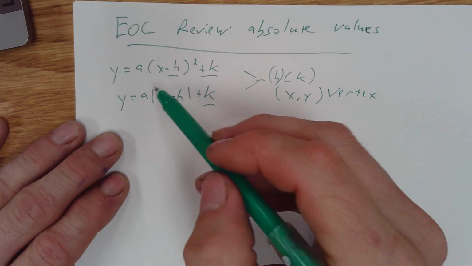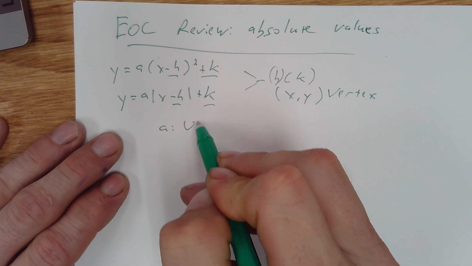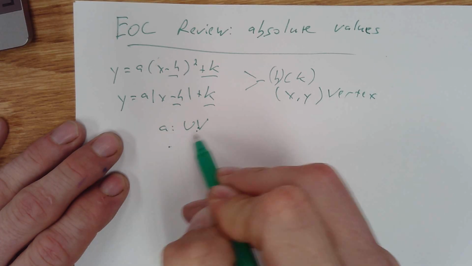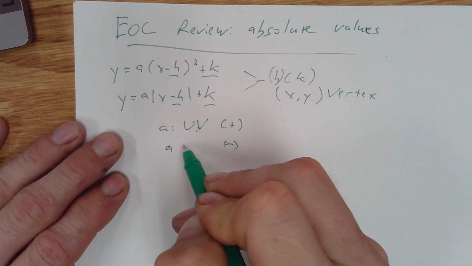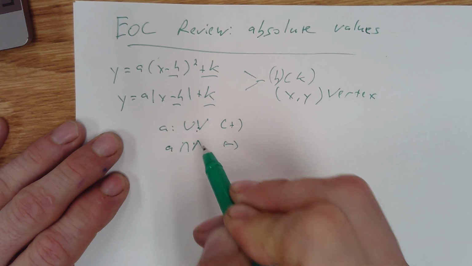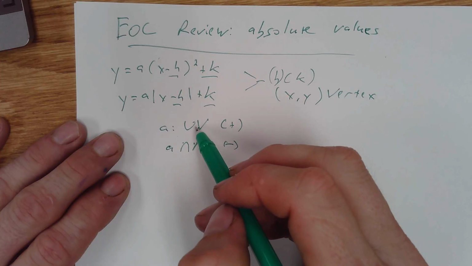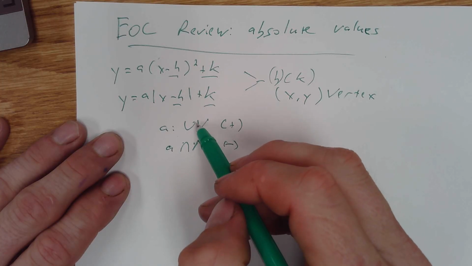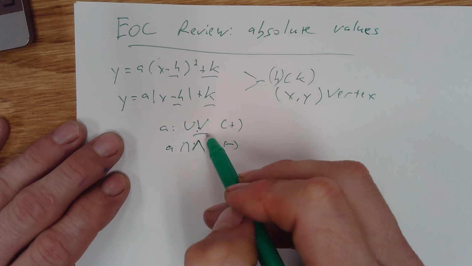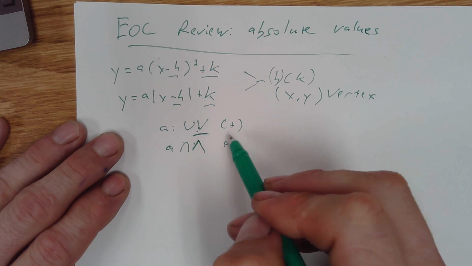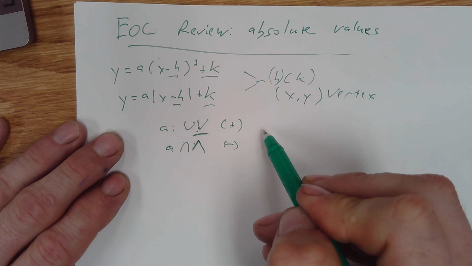The a value can tell you if it's concave up or concave down. Concave up if it's positive, concave down if it's negative, right? And then it also, for quadratics, it told you the factor by which it changed. It'll stretch it or lower it. But it's even simpler for absolute values. This is just like a form of a slope, right?